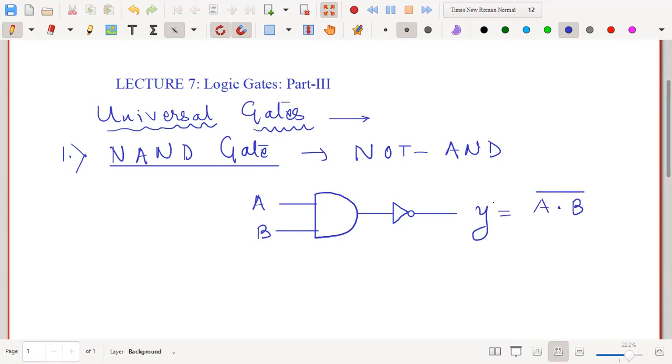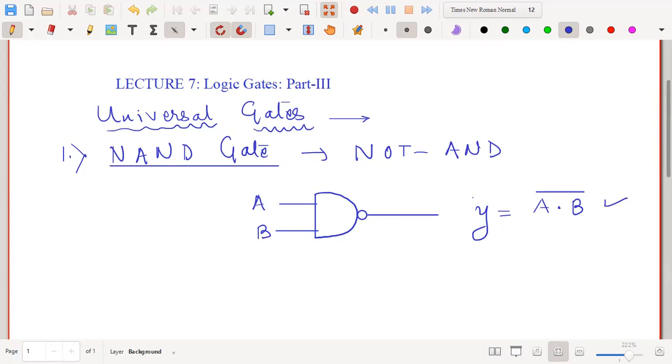In short, instead of drawing the AND gate followed by the NOT symbol, I will remove this NOT symbol and just put a bubble at the output. This bubble indicates that the output is negated. So this symbol, an AND gate with a small bubble at the output, represents your NAND gate. The output expression for this NAND gate is A and B, the whole complement.